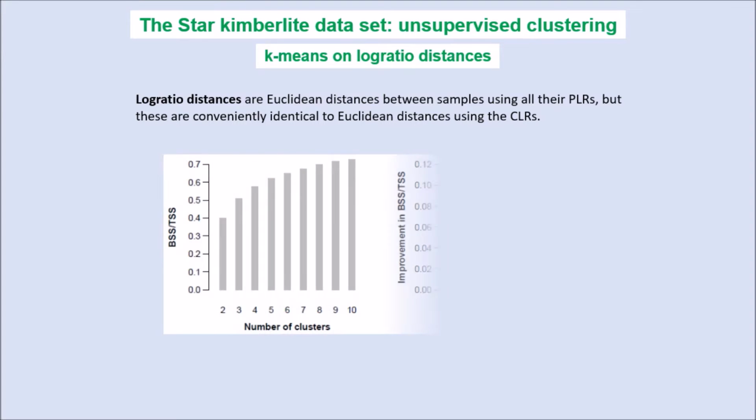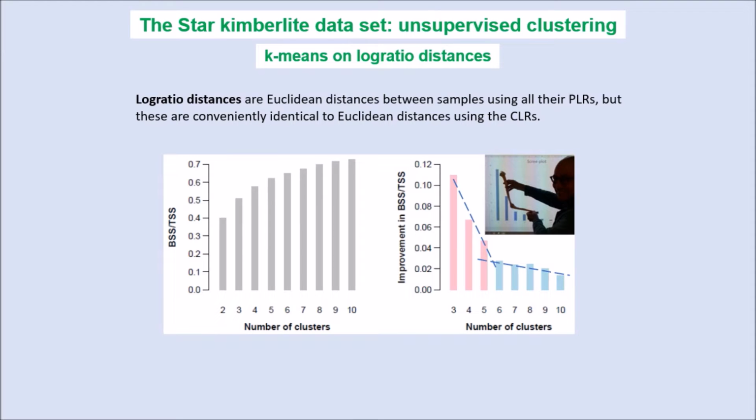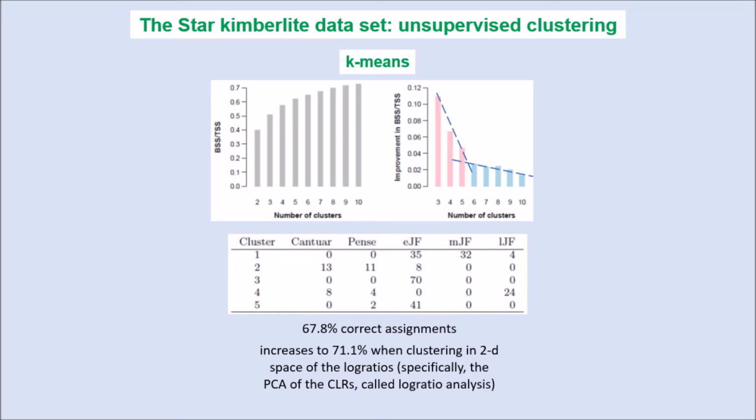The k-means for numbers of clusters from 2 to 10 shows an increase, as expected, in the between cluster sum of squared differences. But for diagnostic purposes, to choose the number of clusters, it is easier to look at the increments shown on the right, and then select the number of clusters using the elbow rule, as is often done in PCA. Here I illustrate with a real elbow, borrowed from a life-size artificial skeleton in the anatomy department of the health sciences faculty in Tromsø, North Norway, where I was giving a course. It is clear that 5 clusters are suggested.